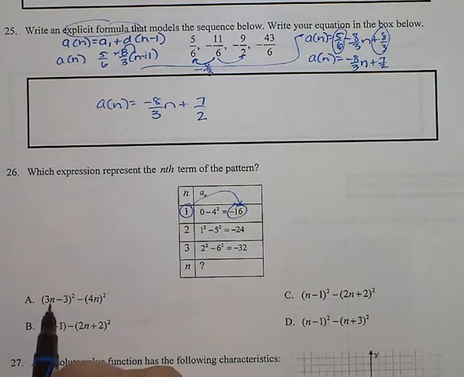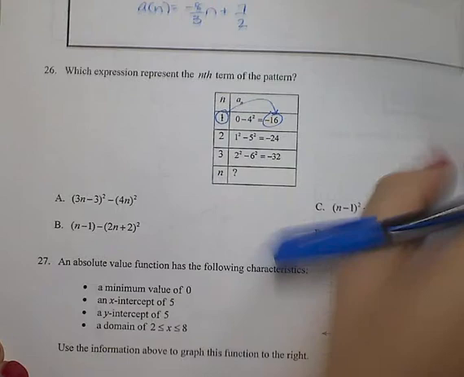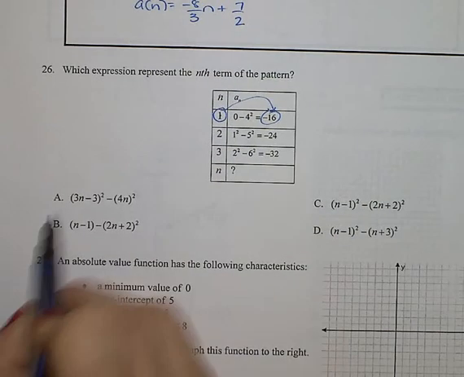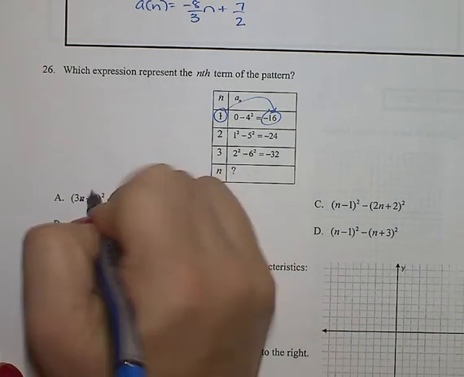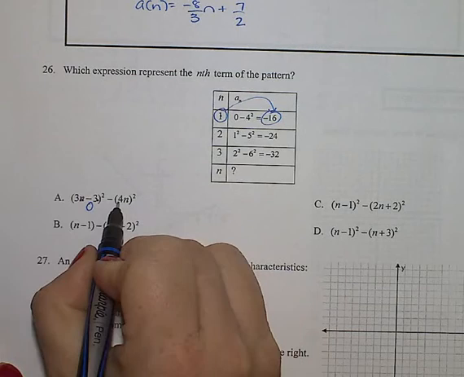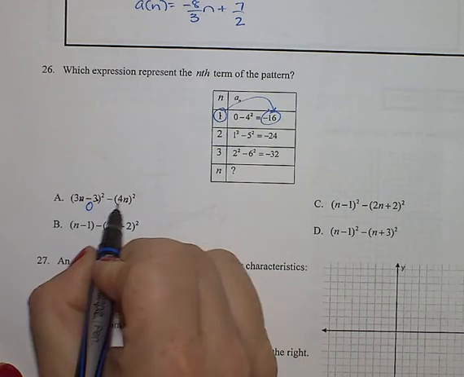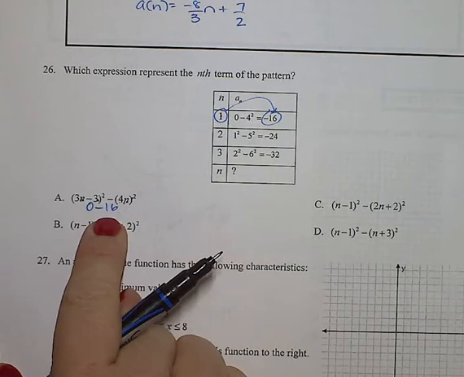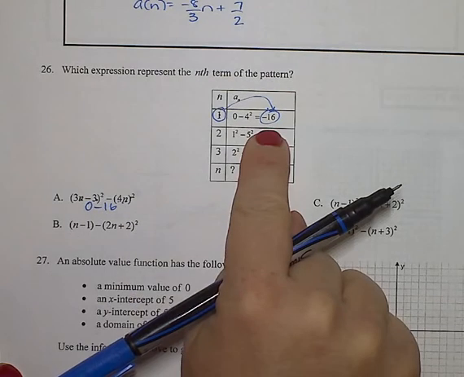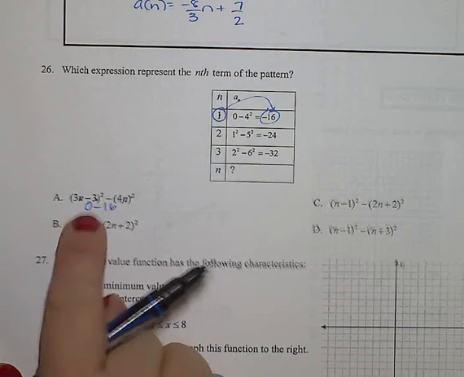Ready? Some of this we can just do in our head. So I'm plugging in 1. 3 times 1 is 3. 3 minus 3 is 0. 0 squared is 0. 4 times 1 is 4. 4 squared is 16. Is 0 minus 16 negative 16? Yes. This could be the answer, but we have to try the next ones.